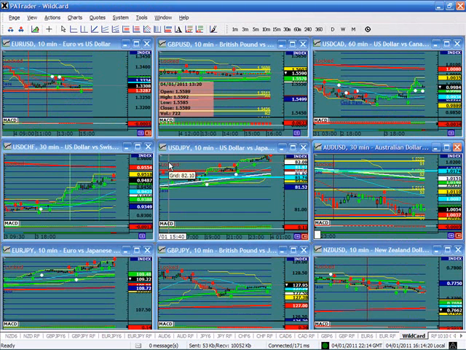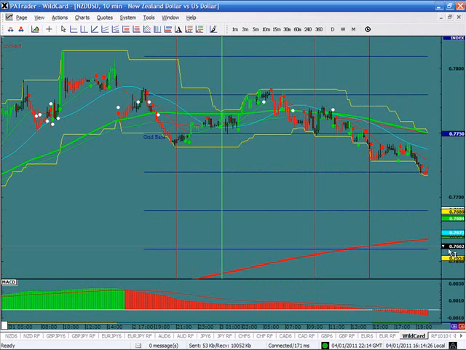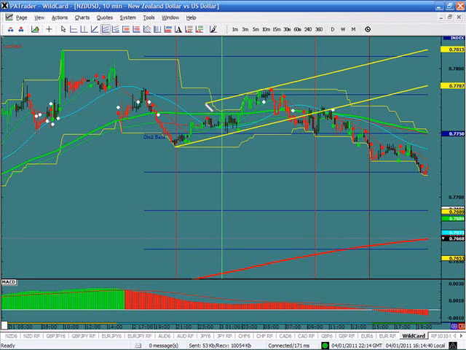Let's look and see if we can find a bear flag, okay? And we got one on the New Zealand. All right, oh, here it is right here, okay? So let me draw this for you here. So we have a down move, and then we have a bear flag, okay? So the bear flag looks like this. You just connect those 2 dots, and up you go here.